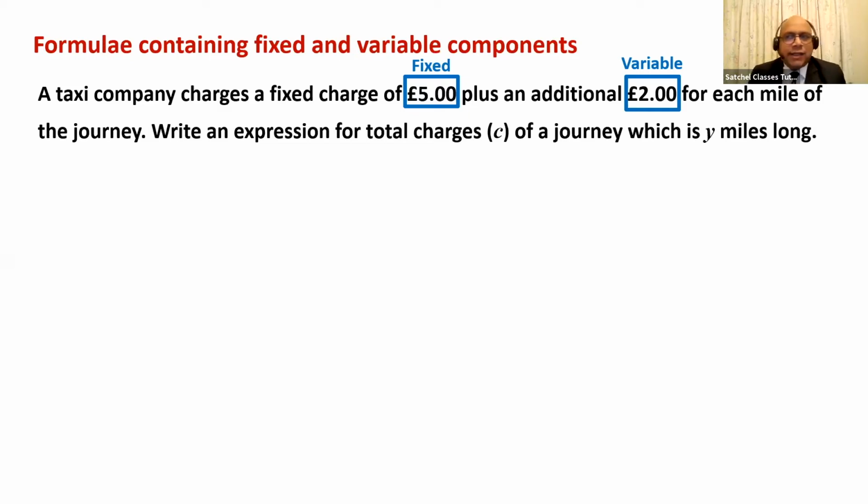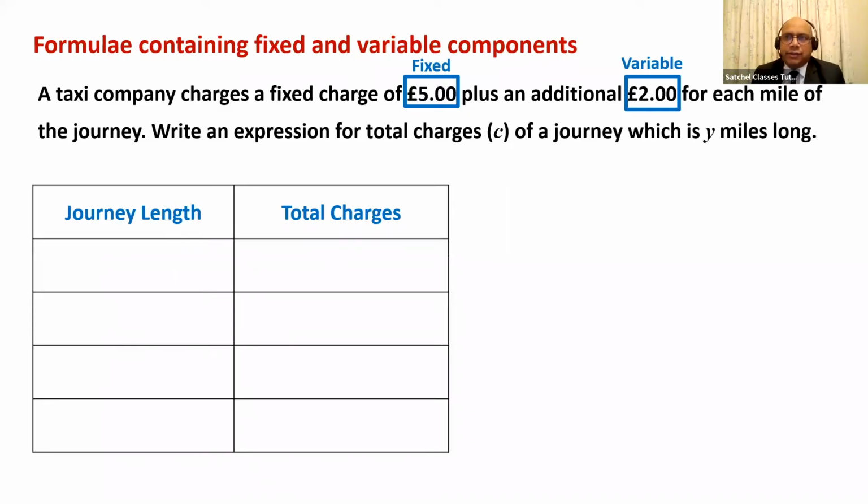So let's randomly take different lengths of the journey. What will be the total charges? Instead of y miles, I'll replace y with some simple distance like 3 miles. What if the journey was 3 miles? You would still have to pay £5 because that's a fixed charge. But for each mile, you'll have to pay £2. So it will be 2 times 3, correct? As in 3 miles times £2 for each mile, and you pay a fixed £5. Okay, so far so good.